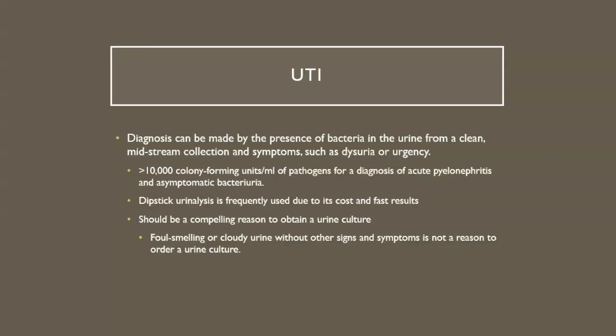When you're diagnosing a UTI, your biggest way to diagnose would be a urinalysis. So diagnosis can be made by the presence of bacteria in the urine from a clean midstream collection, and then you're also going to make note of what symptoms they're experiencing. So are they experiencing any urgency, any dysuria? When you're looking at the urinalysis, you're looking for greater than 10,000 colony-forming pathogens for a diagnosis of acute pyelonephritis or a bacteriuria, so a UTI.